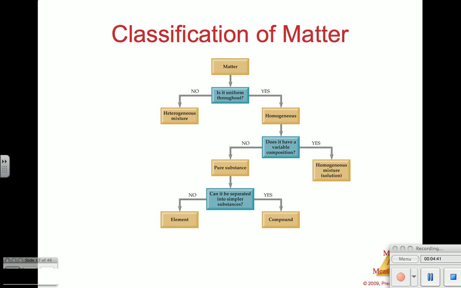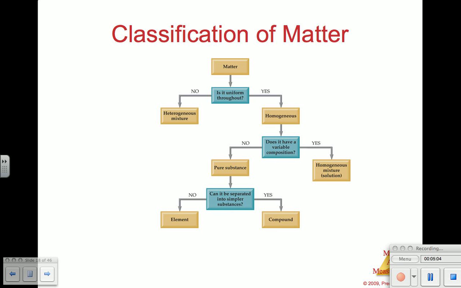But if it can be separated, so let's say you can break it down into separate elements, then you have a compound. So water would be an example of that. Water is made up of hydrogen and oxygen. When you go to separate it, like if you did hydrolysis, you could separate it into just hydrogen gas and oxygen gas, and so therefore water would be classified as a compound.